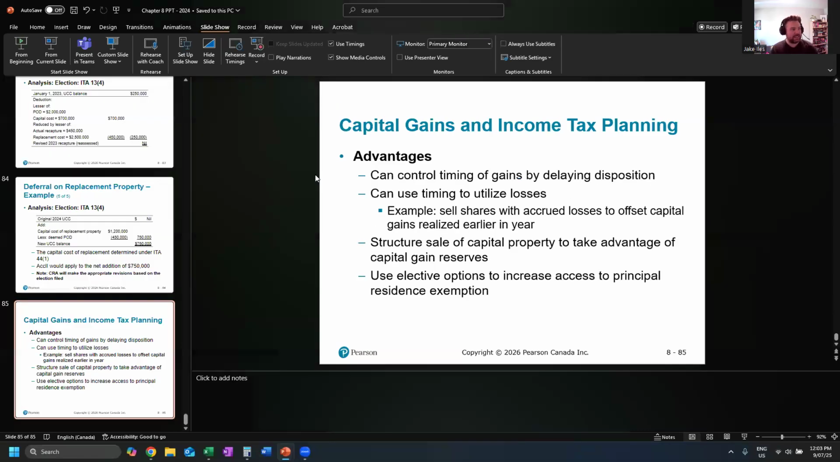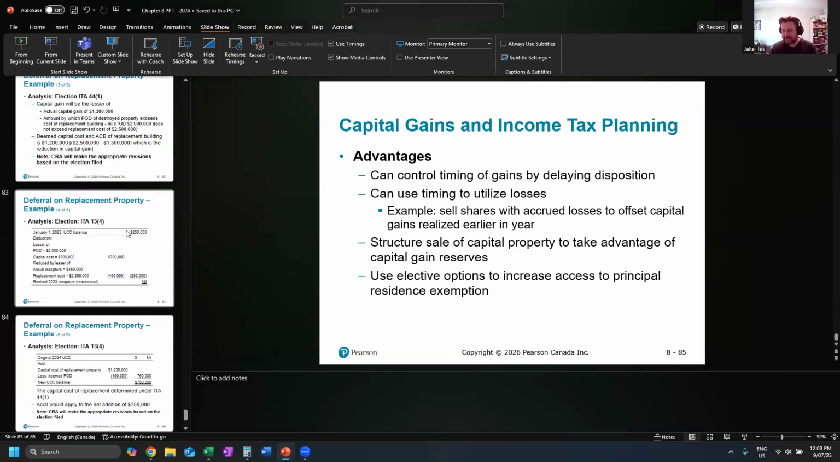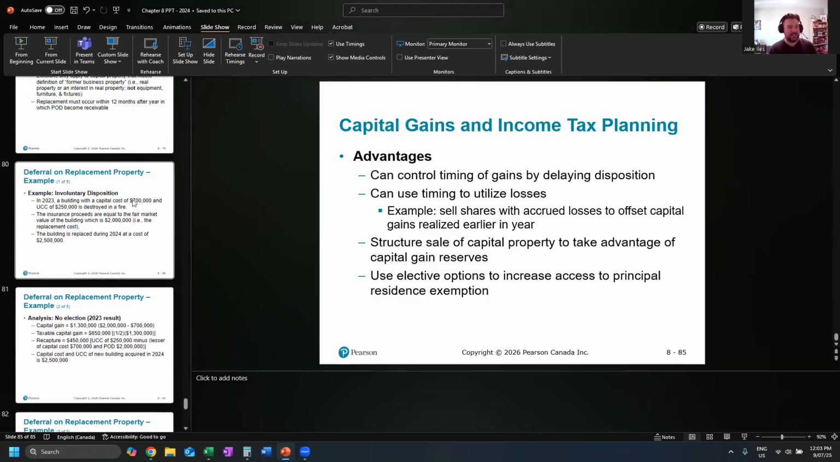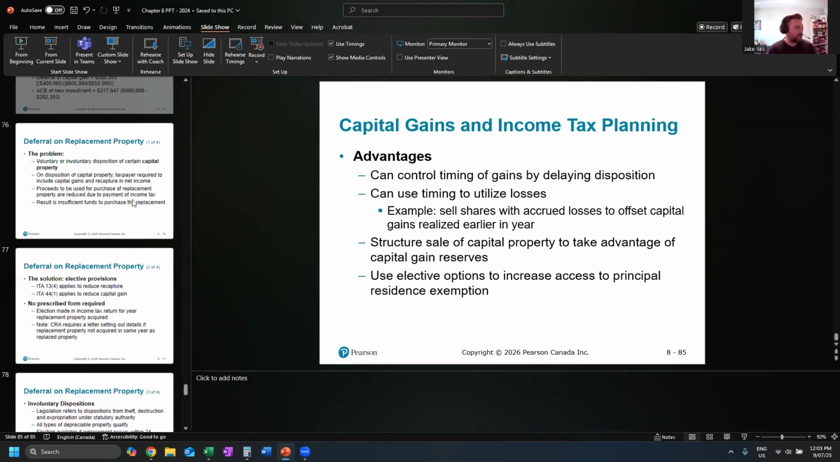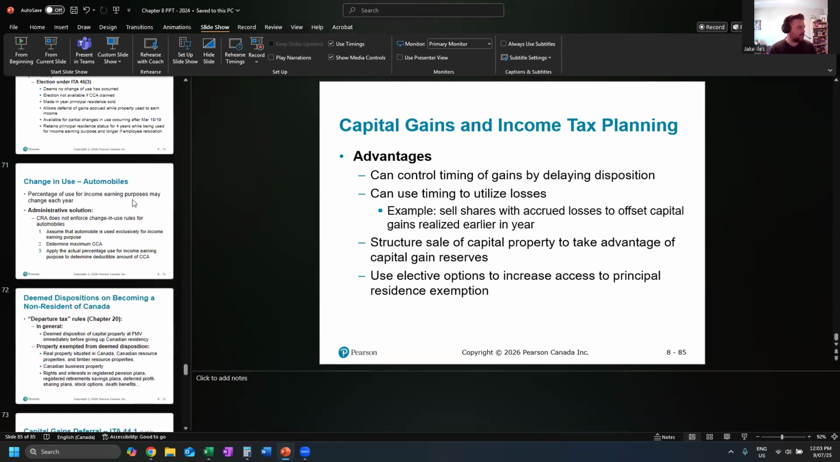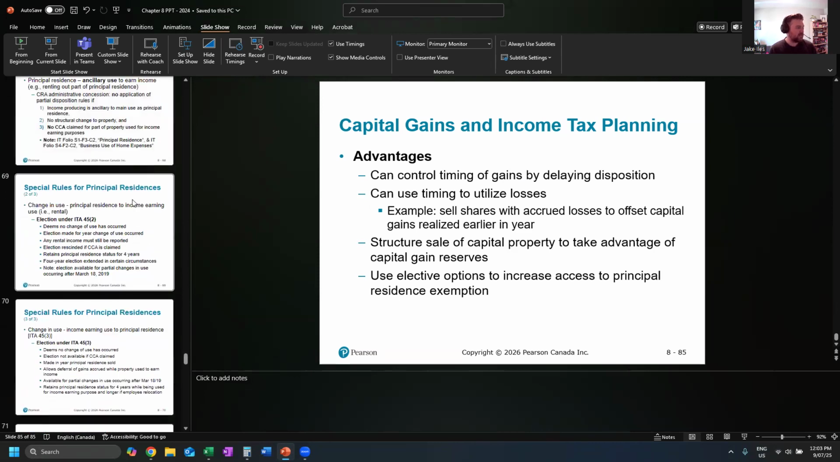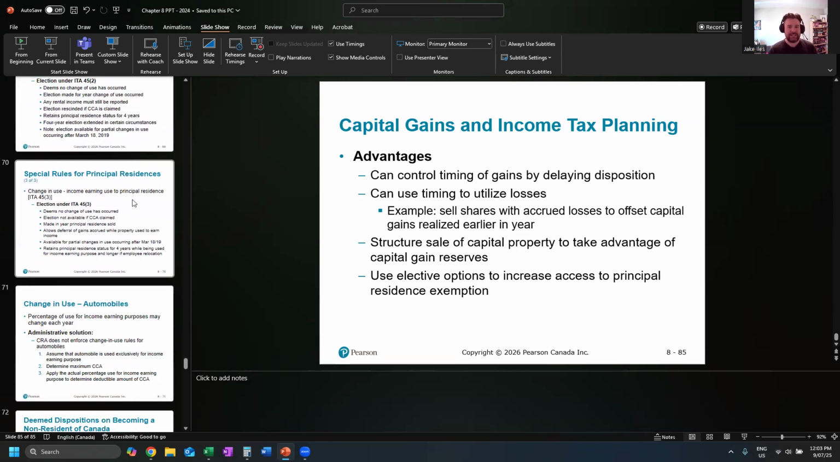So those are the income tax planning items. That brings us to the end of the slide. Like I said, this was just the final video to highlight those couple of items. So capital gains deferral, a bit of the tax planning, and special rules for principal residences, that ability to transition into rental properties either partially or part-time.